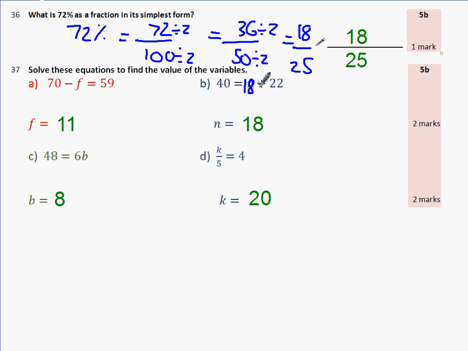Here n must have been 18, so that when you add it onto 22 you get 40. Here b must have been 8, so that when you do 6 times 8 you get 48. And here k must have been 20, so that when you divide it by 5 you get 4.